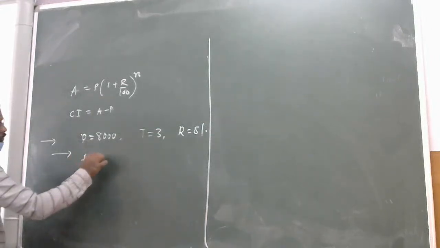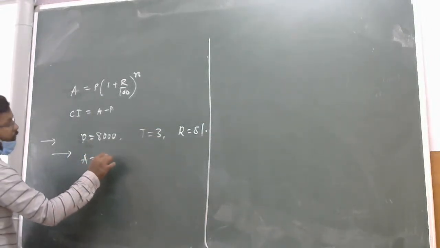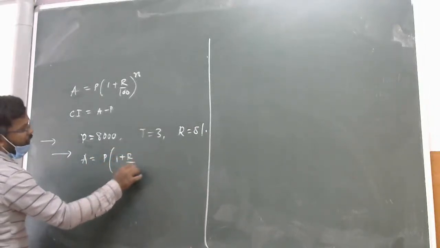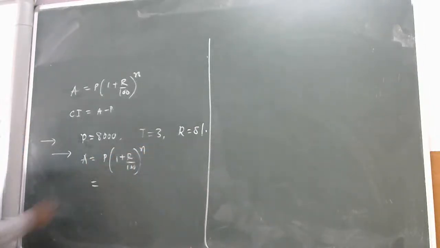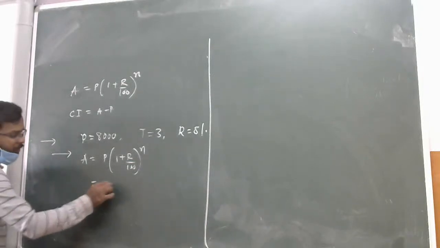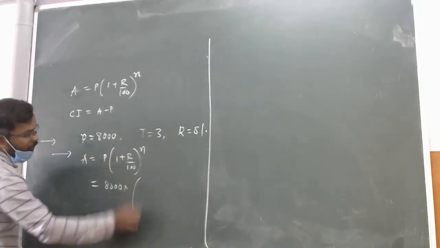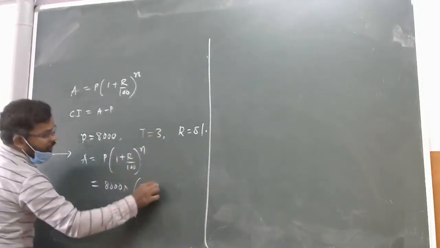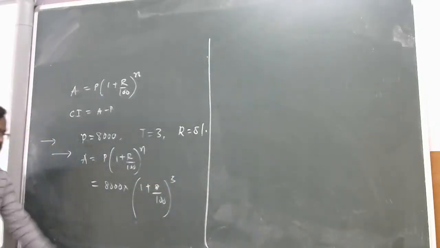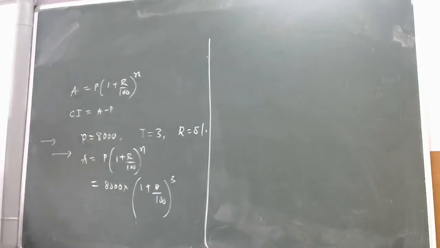So amount will be equal to P into (1 plus R by 100) whole to the power of n. Your principal is 8,000 into 1 plus rate of interest, 8 by 100, whole to the power of 3. This 1 plus 8 by 100, when you simplify, what will you get?